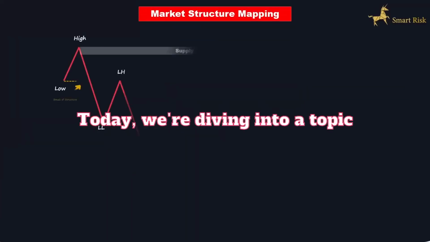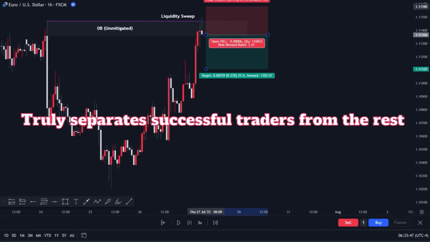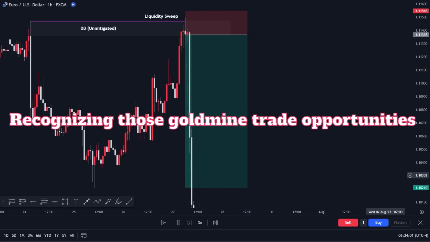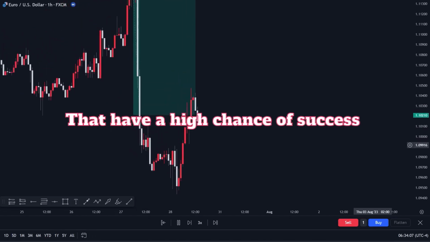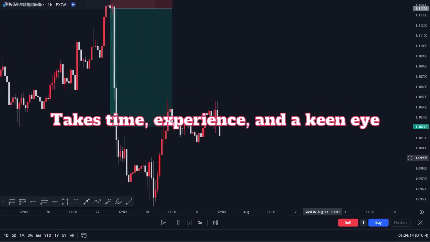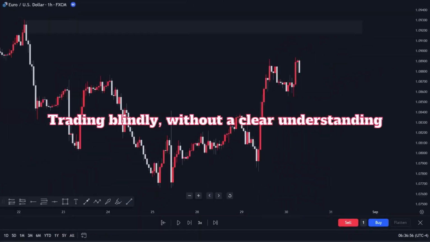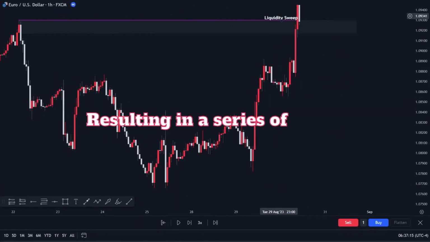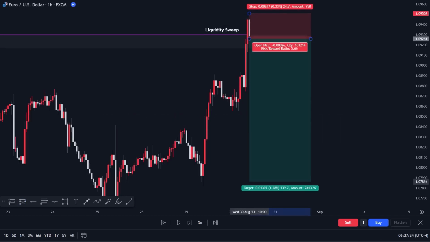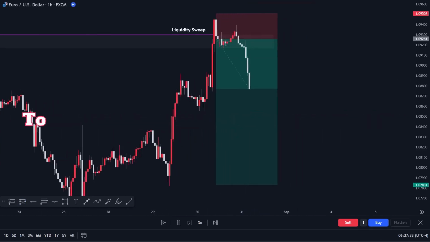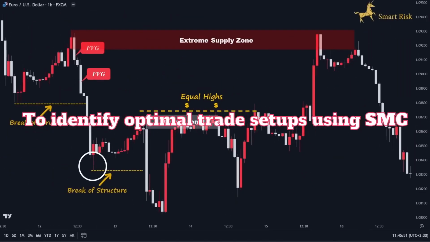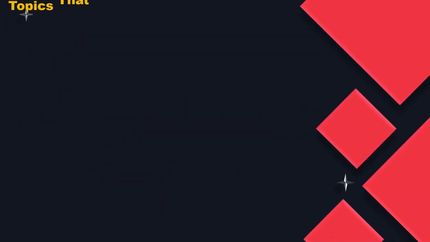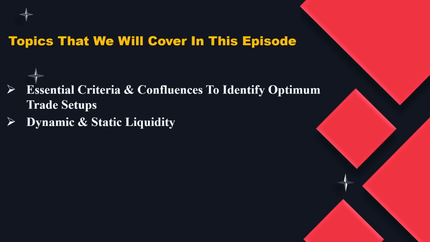Today, we're diving into a topic that truly separates successful traders from the rest: the skill of spotting the perfect trade setups. Recognizing those goldmine trade opportunities that have a high chance of success takes time, experience, and a keen eye. Trading blindly without a clear understanding of what you're looking for can be a costly mistake, resulting in a series of losses. In this episode, we're breaking down the key factors and rules to identifying optimal trade setups using the smart money concept. Plus, we'll be delving into specific trading scenarios that give SMC traders a clear advantage, taking you one step ahead of the market.